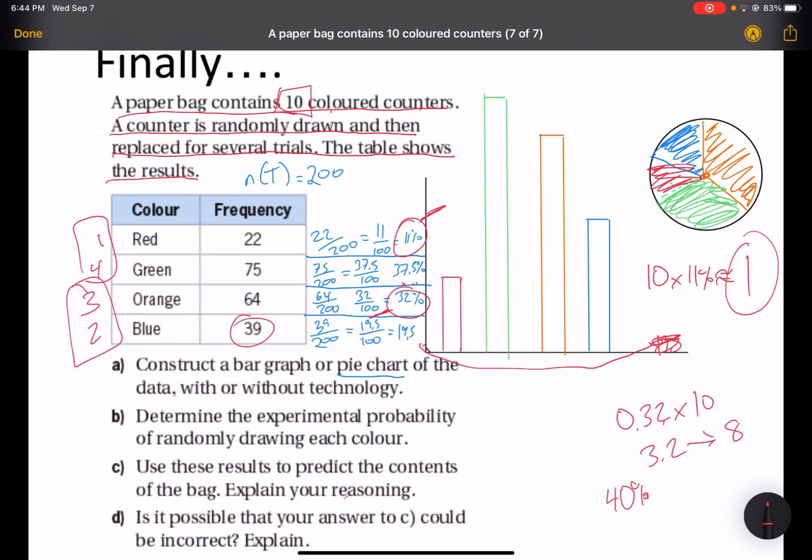Is it possible that your answer to C could be incorrect? Maybe. But I think I'm very confident in blue. I'm very confident in red. What I'm not so confident in is these, but I'm pretty confident, actually. It's possible, but very improbable that I'm wrong. And that's it. That's all the questions that I assigned to you guys.